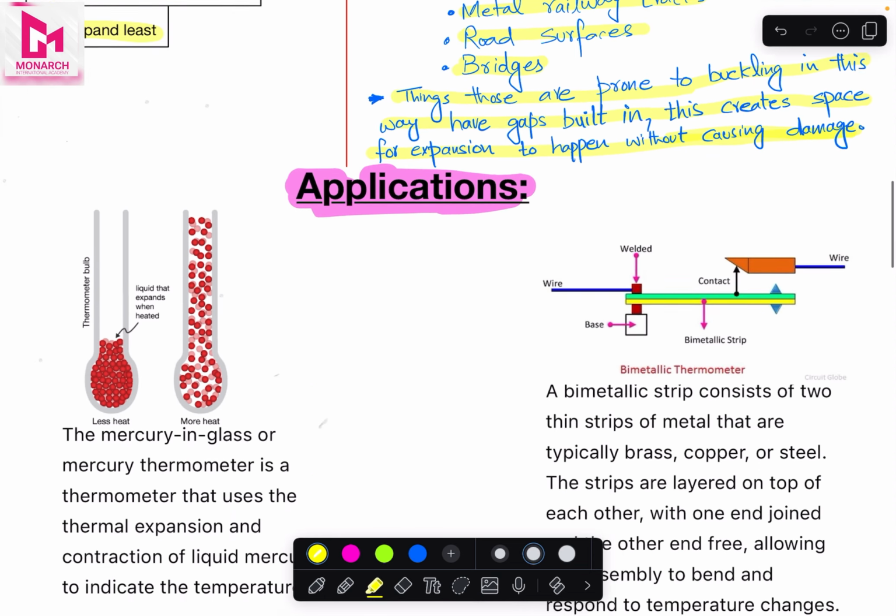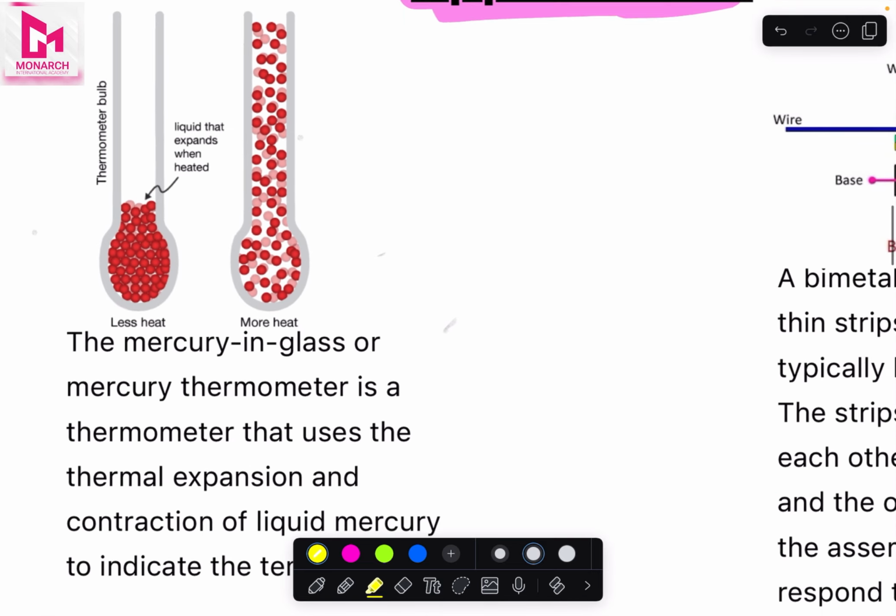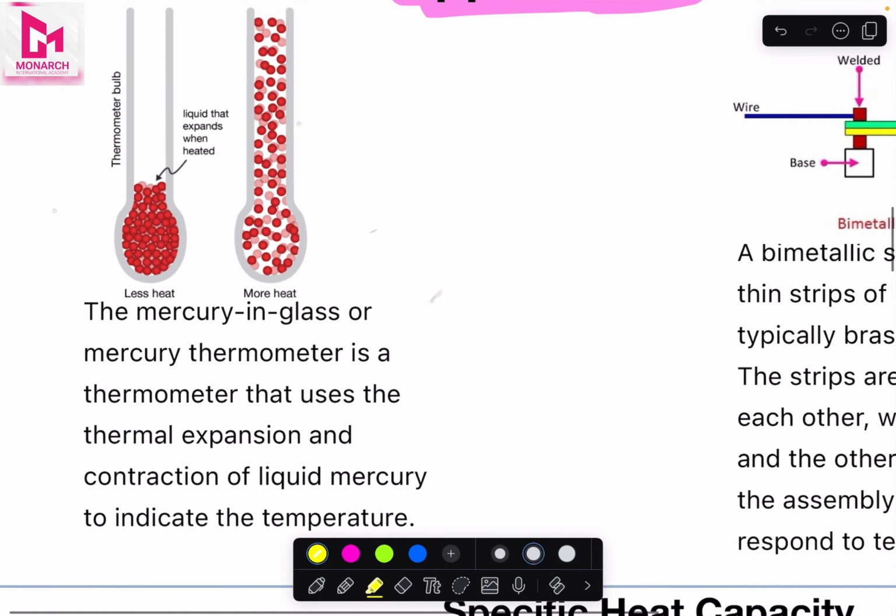Okay, so what are the applications of thermal expansion? The first application is the thermometer. A liquid thermometer is made up of mercury, full of mercury in a glass tube. A thermometer that uses the expansion and contraction of liquid mercury to indicate the temperature, right? That is called a mercury thermometer.